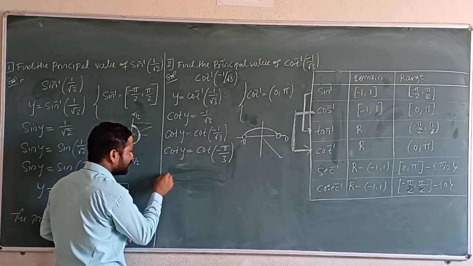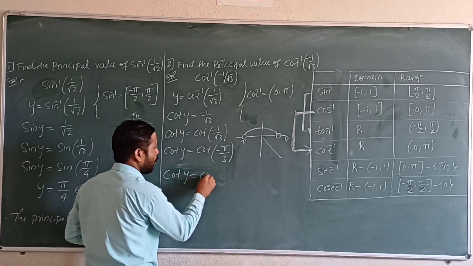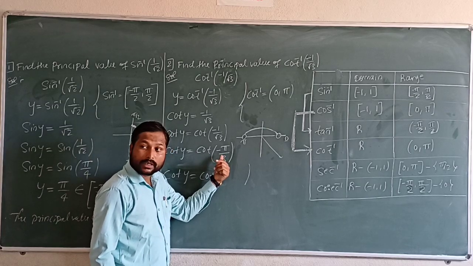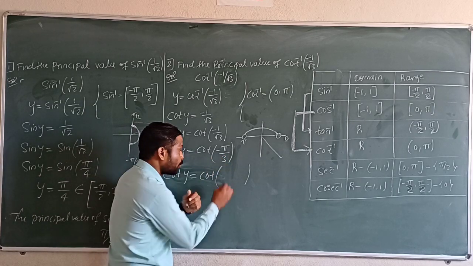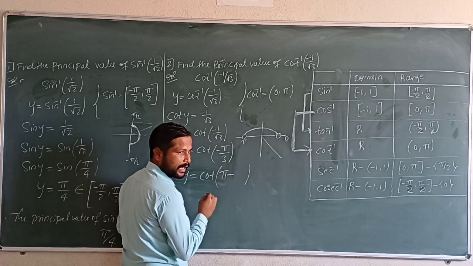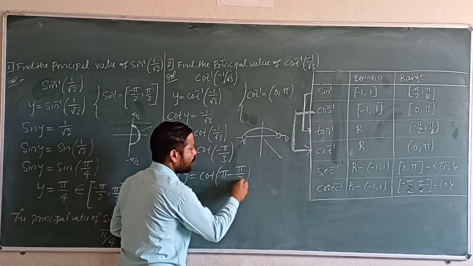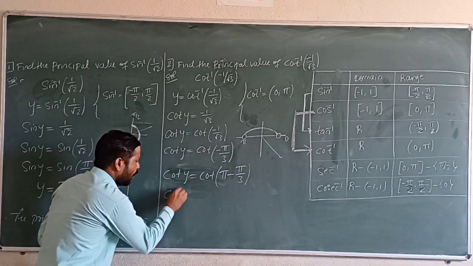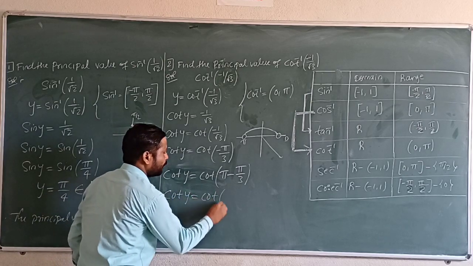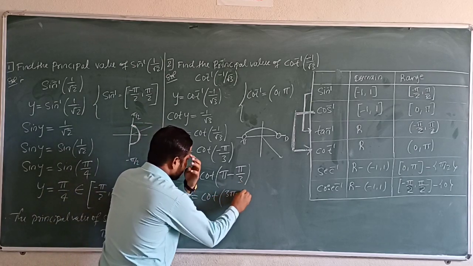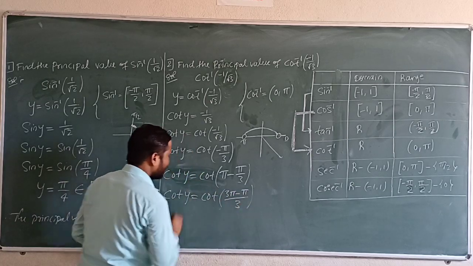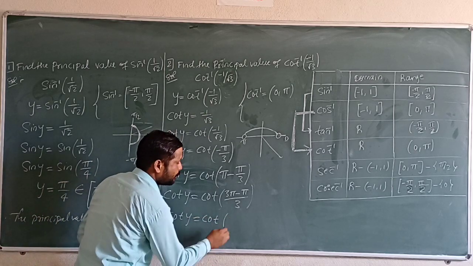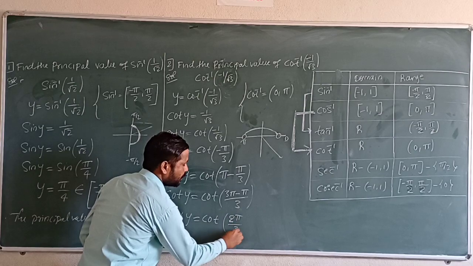Now cot y equals cot of, see here, the range. Is it outside or inside? It is outside. When outside, what should we do? Pi minus pi by 3. Now solve this: cot y equals cot of 3 pi minus 1 pi whole divided by 3, that is cot of 2 pi divided by 3.